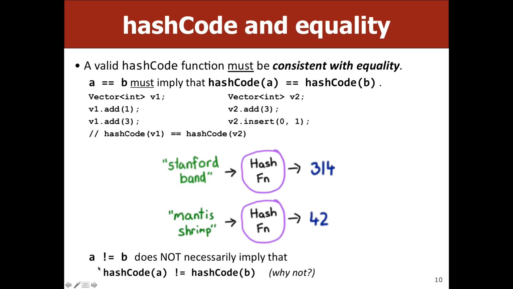Okay. So we said that if A equals B, they have to have the same hash code. But why is it that if A doesn't equal B, they could still have the same hash code?